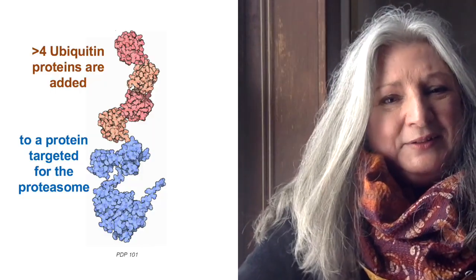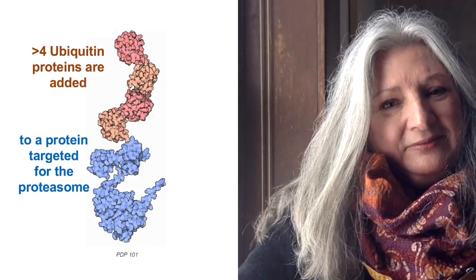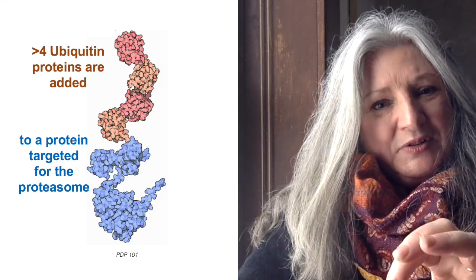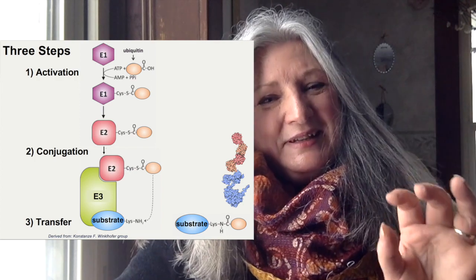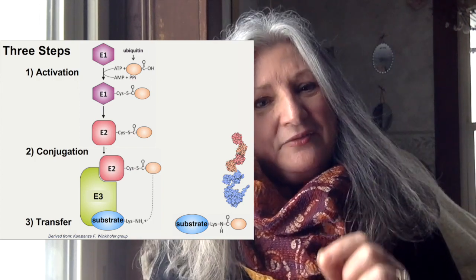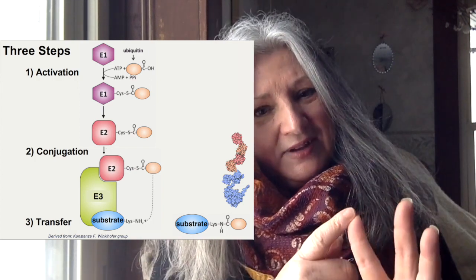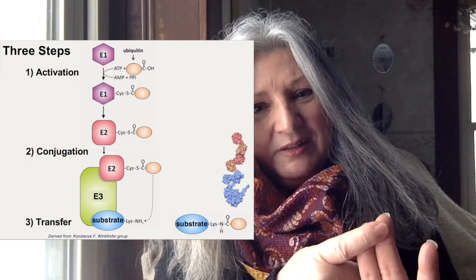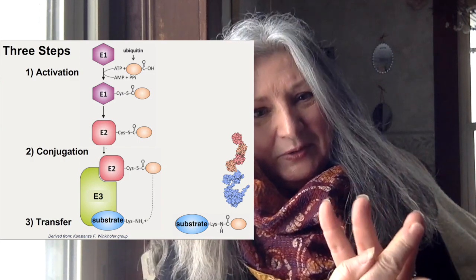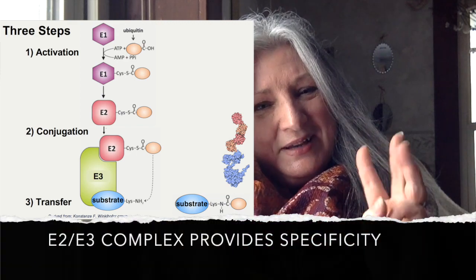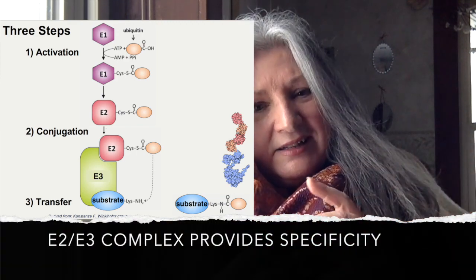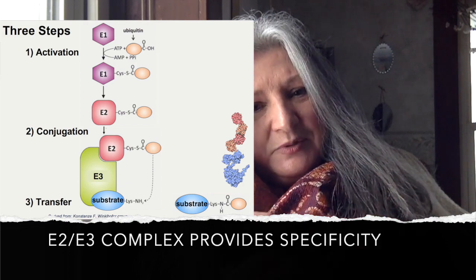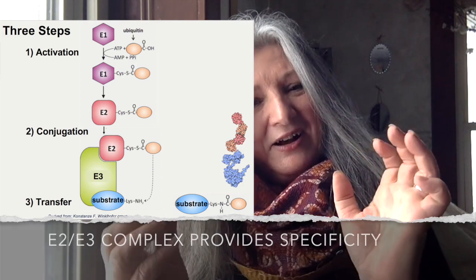So we talked about ubiquitination before. This is the addition of ubiquitin proteins to a protein that's being degraded by the proteasome. Ubiquitination happens through the action of three enzymes. E1 activates the ubiquitin, E2 binds to the ubiquitin, and E3 transfers the ubiquitin to the protein. E2 and E3 are very specific for specific targets.